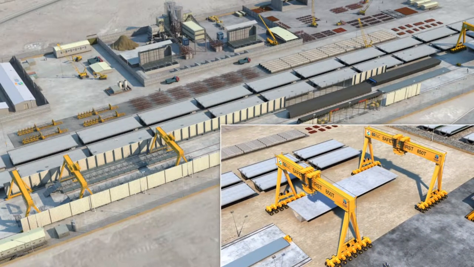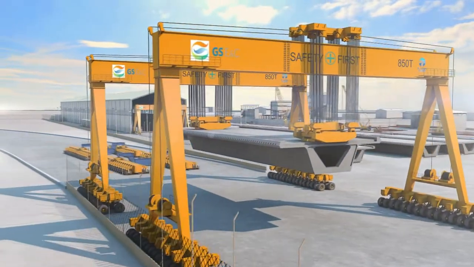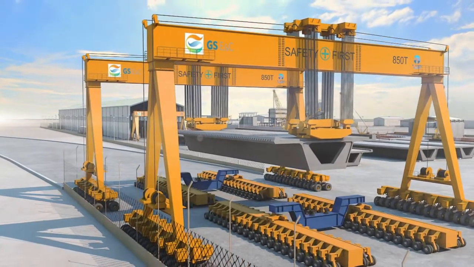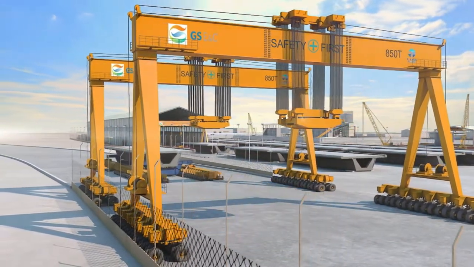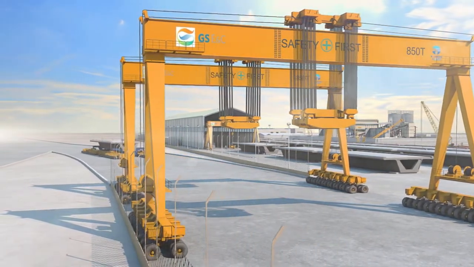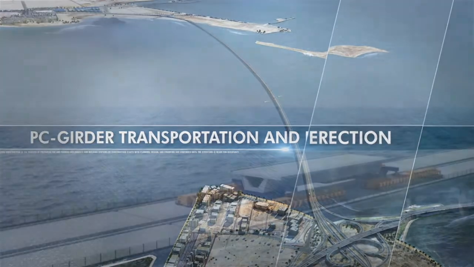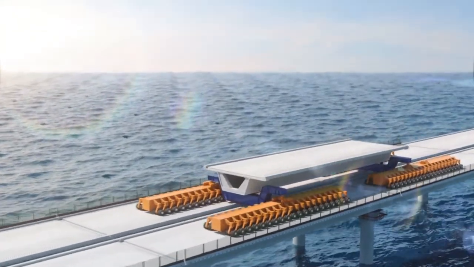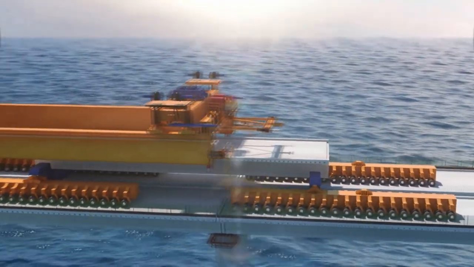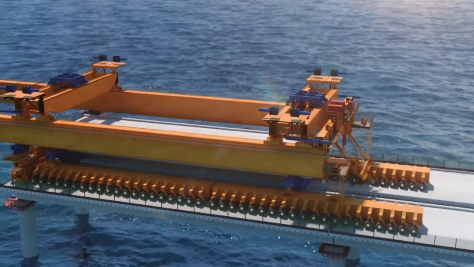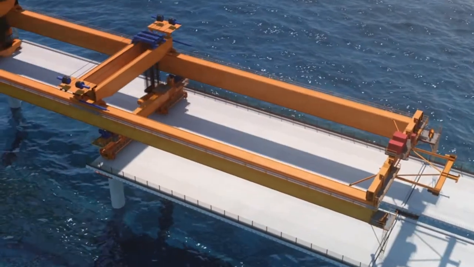Next, lifting and moving the PC girder by straddle carrier. Loading the PC girder onto the transporter's traverse beam. PC girder transportation and erection. Four sets of transporter shall be used for PC girder transportation. Transporting a PC girder to the launching gantry location by four sets of transporter. Upon arrival, the PC girder is placed in the erection location by two hoist units. Erecting the PC girder on the other side by the same procedure.